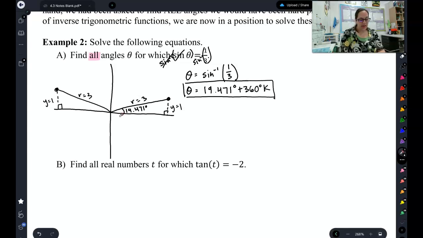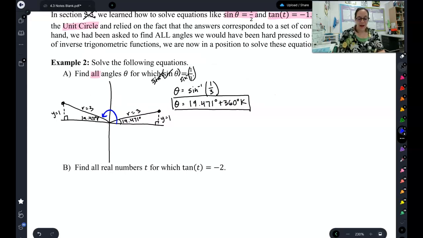So in this case, this triangle here has the exact same sine value. So let's find the angle of it. I know that this is going to be 19.471 because it's symmetric, but that's not really how we measure angles. I want this angle. Standard position, so from the positive x-axis to the line.